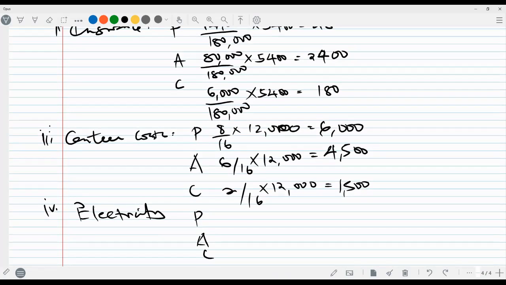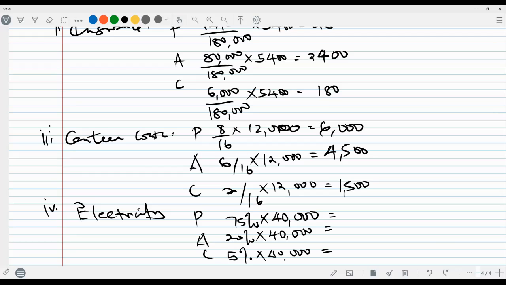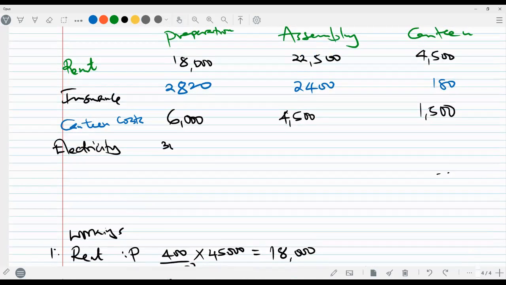For the preparation, they consume 25%, so times 40,000. Assembly is 20% times 40,000. Canteen is 5% times 40,000. That gives us 30,000 for preparation, 8,000, and 2,000. Confirm. They're okay. So electricity here is 30,000, 8,000, and 2,000. That's the allocation of the overhead among those departments.